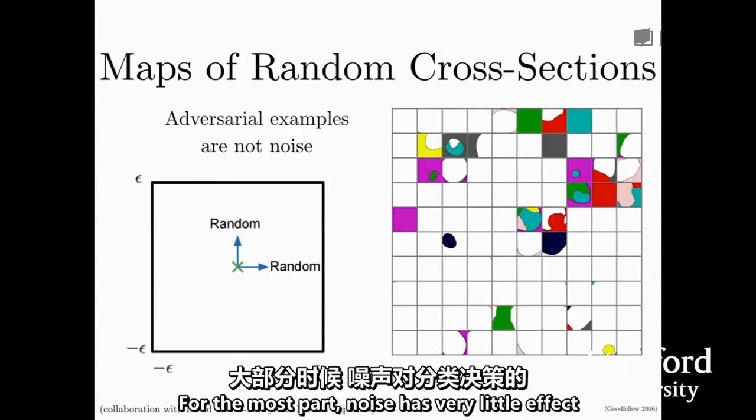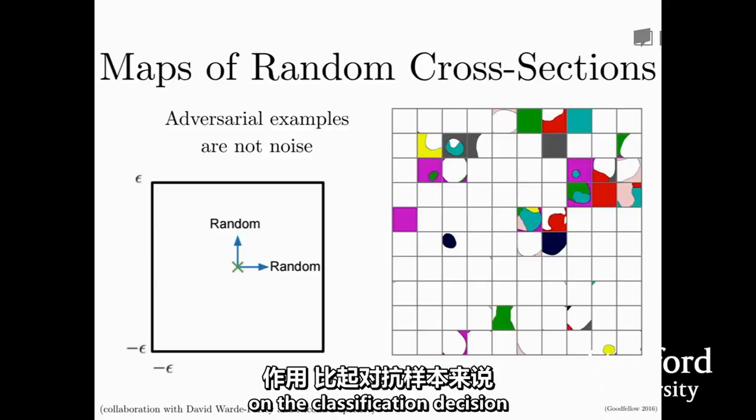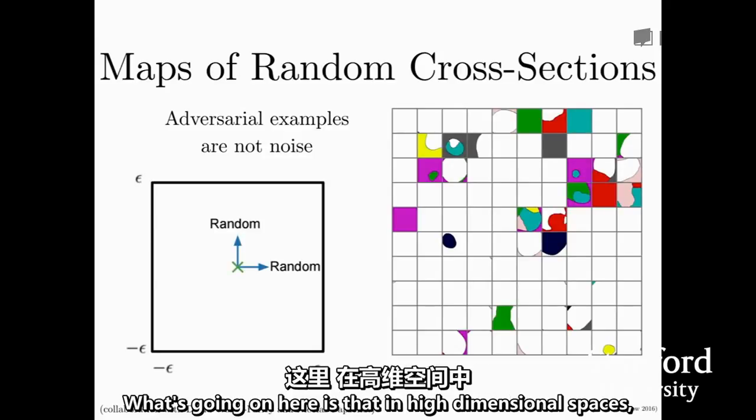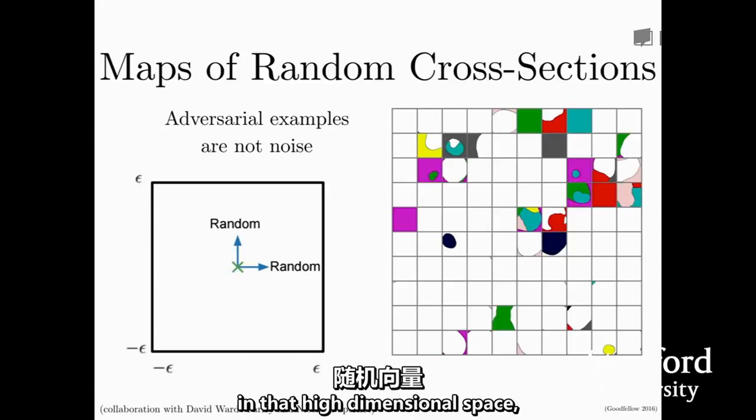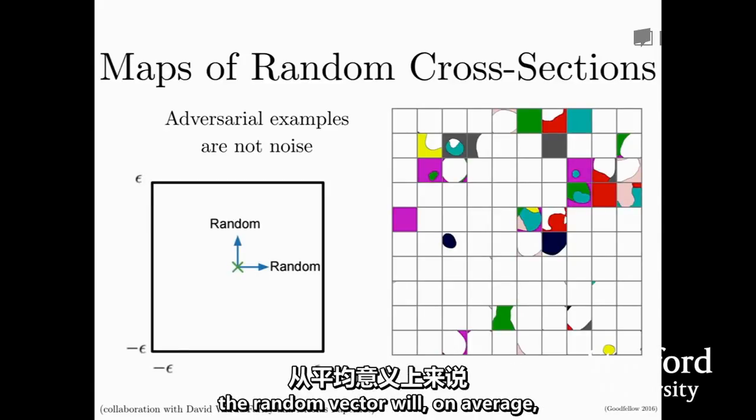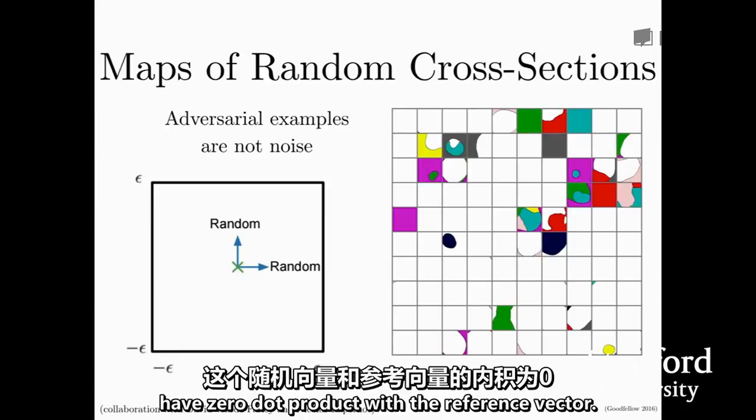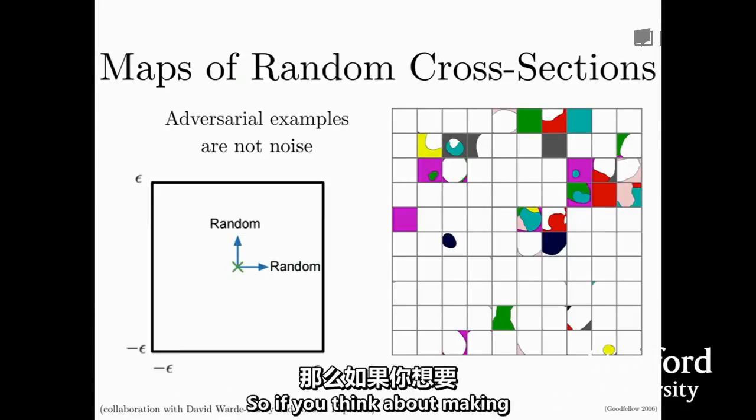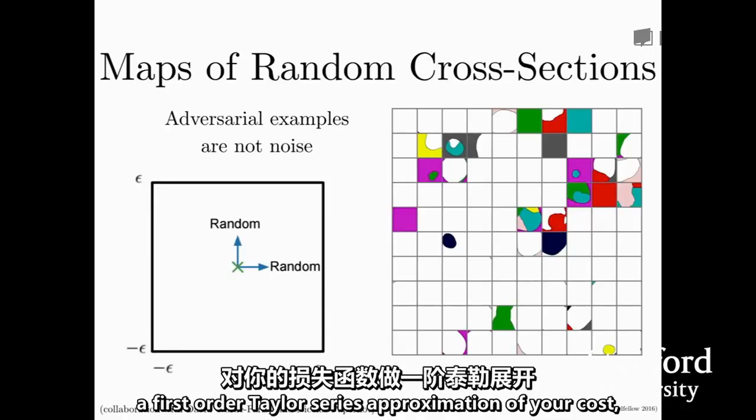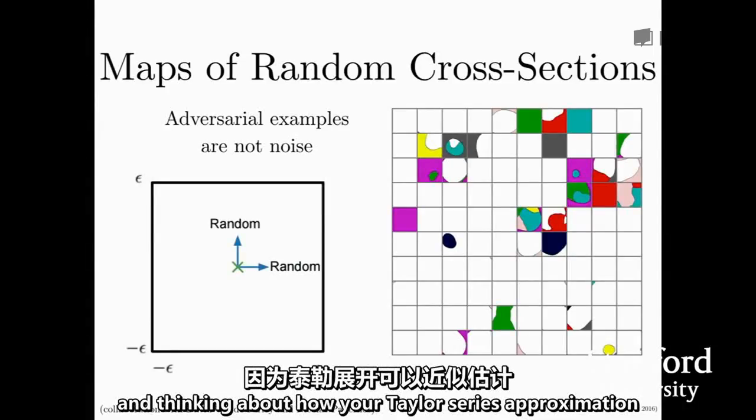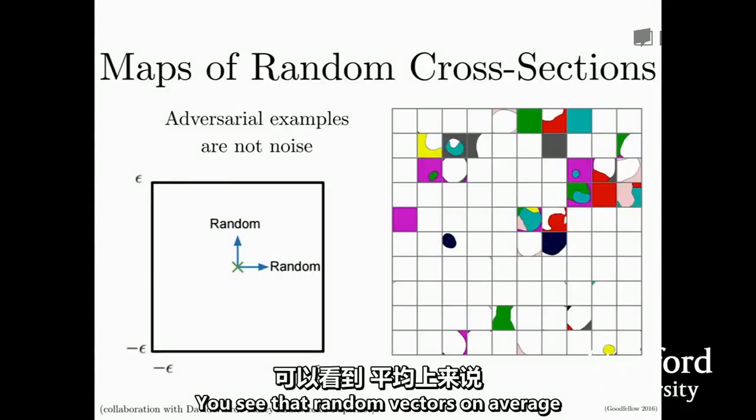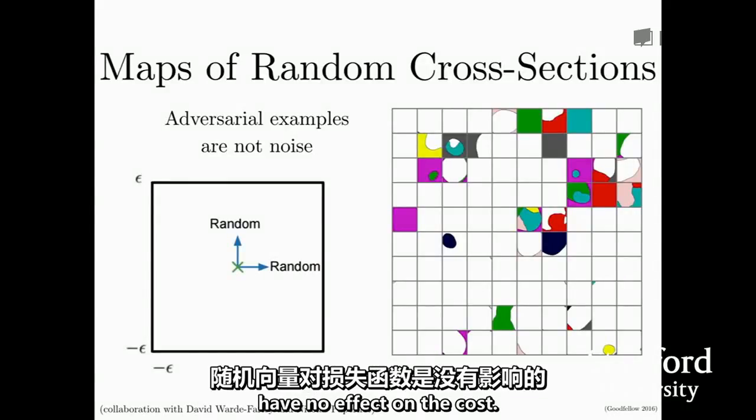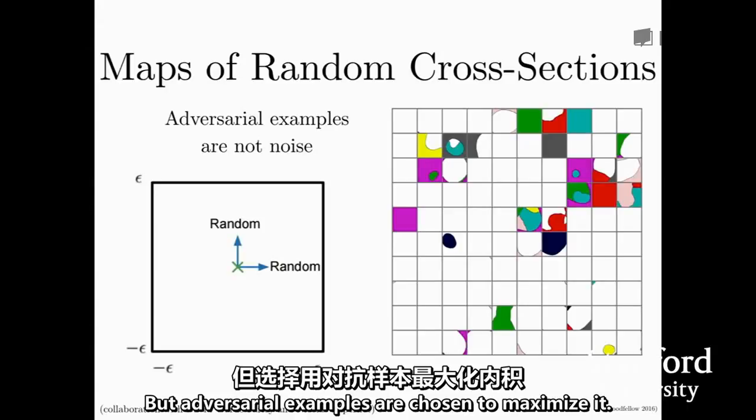But for the most part, noise has very little effect on the classification decision compared to adversarial examples. What's going on here is that in high-dimensional spaces, if you choose some reference vector, and then you choose a random vector in that high-dimensional space, the random vector will, on average, have 0 dot product with the reference vector. So if you think about making a first-order Taylor series approximation of your cost, and thinking about how your Taylor series approximation predicts that random vectors will change your cost, you see that random vectors on average have no effect on the cost. But adversarial examples are chosen to maximize it.